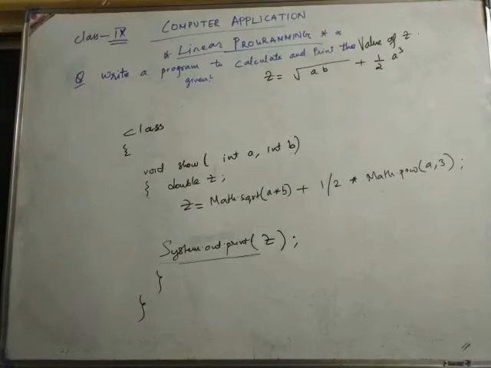If you write this program down, we will get the value of z when we compile it. Clear? Understood?